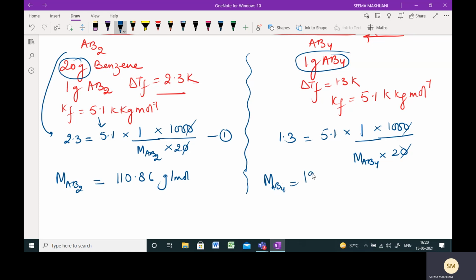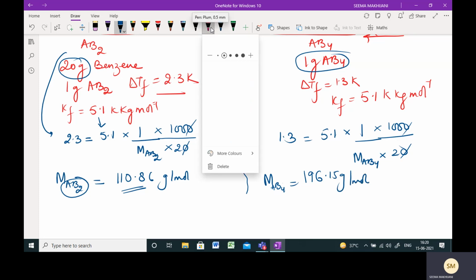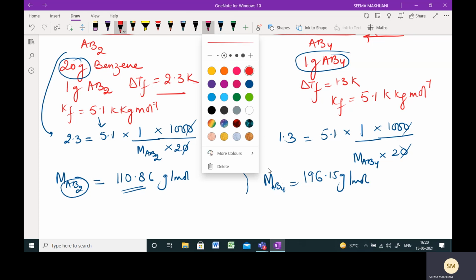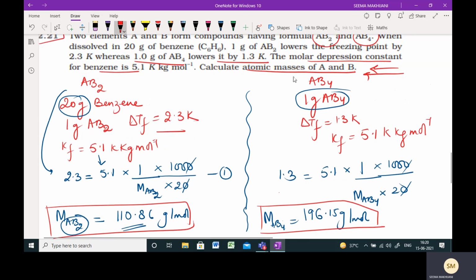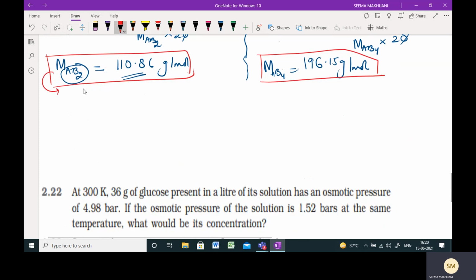The value of AB4 should come out to be more than this because this is for AB2. This has to be more. So your value is 196.15 grams per mole for AB4. So you have your molar masses of AB4 as well as AB2. But unfortunately, question ये थोड़ी मांगा है. The question asked is find the atomic masses. A and B का mass निकालना है. So what we say is, from this can I say A plus 2 times B is equal to 110.86.